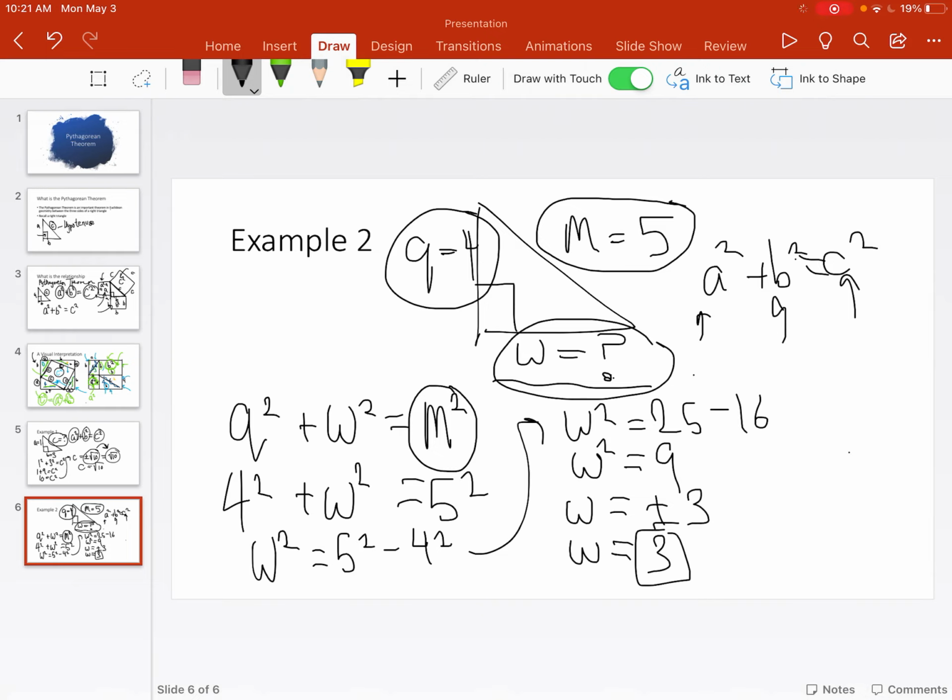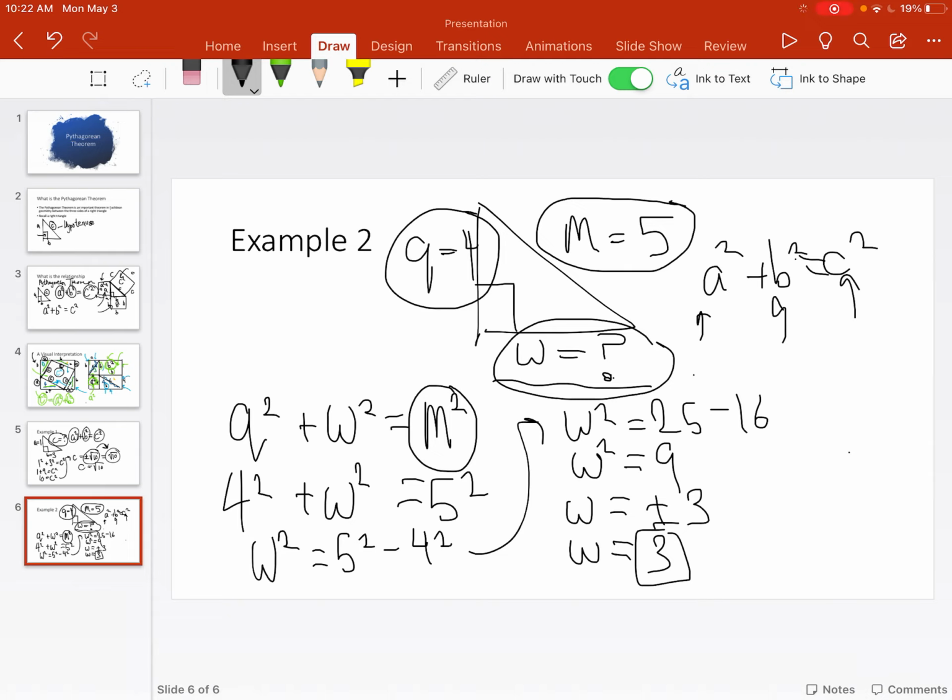Okay, so we basically just did 2 examples where we showed how to use the Pythagorean theorem, and I'll do more in a tutorial video, more complicated, perhaps some word problems. So you can check that out.